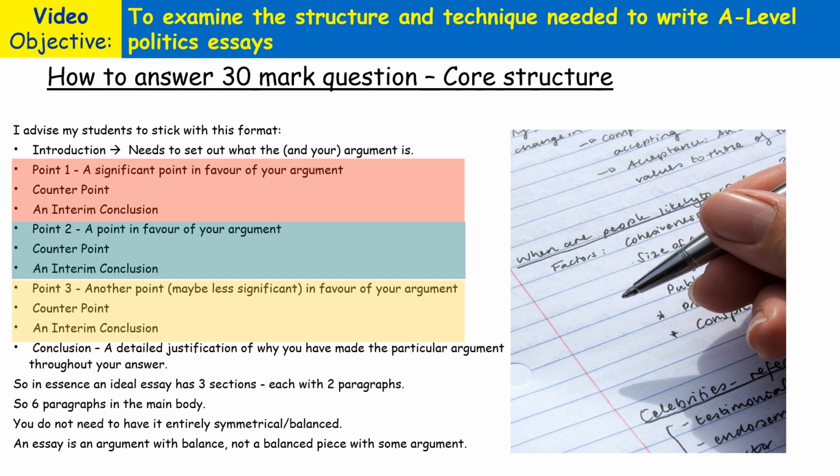Don't forget, AO3 evaluation, the marker wants to see a clear line of argument throughout. So you want to show an awareness of different arguments, but at the same time, you need to have a clear direction in terms of the arguments that your essay is going in. An essay is an argument without balance, not a balanced piece with some argument. So don't forget, your main priority is to write an essay with a line of argument throughout, not sitting on the fence.